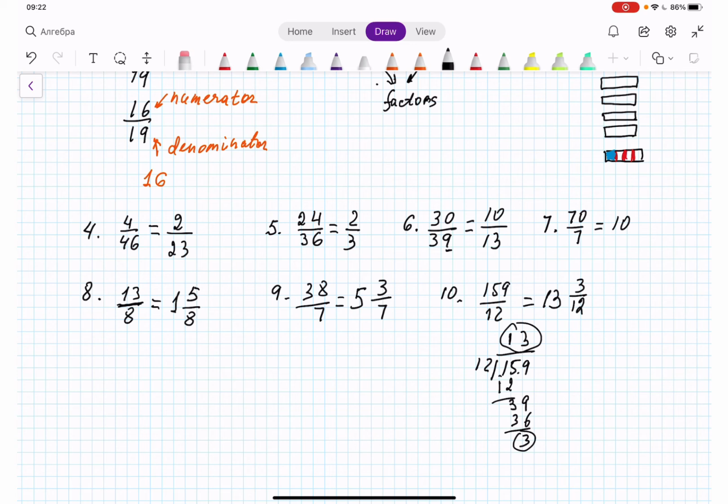3 over 12. Now, can we reduce 3 over 12 also? Yes. It's going to be 1 over 4, because 3 and 12 you can divide by 3, right? Okay.